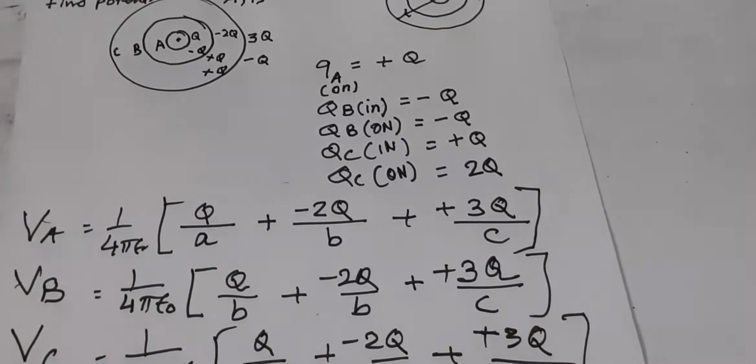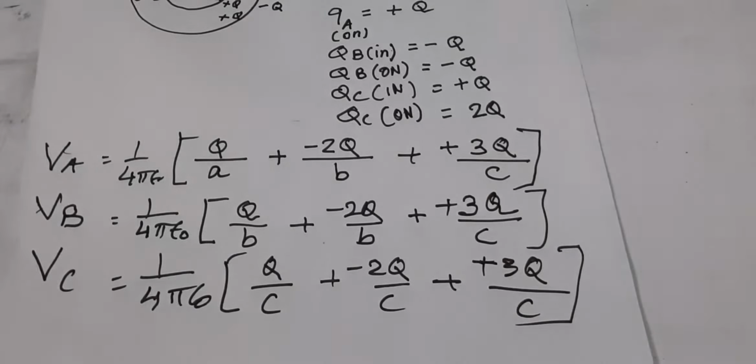Then we have to come to shell C. All the radius will be C only, because we are going to calculate on surface C. So for sphere shell A the distance will be radius C, and for charge on shell B the distance will again be C, and on the third shell, that is C, it will come. Now potentials are available.